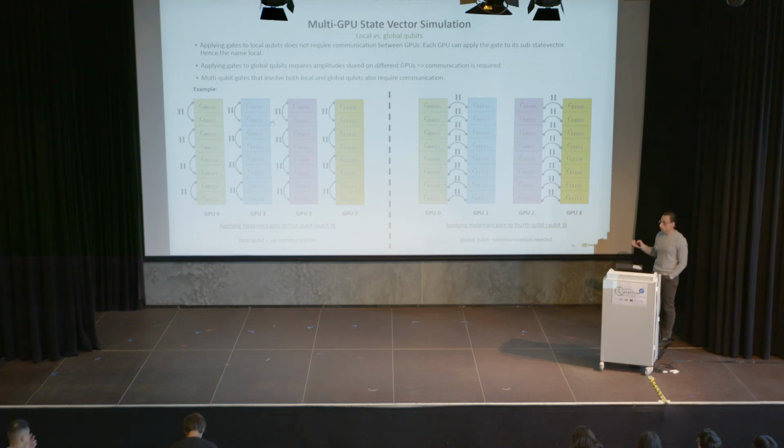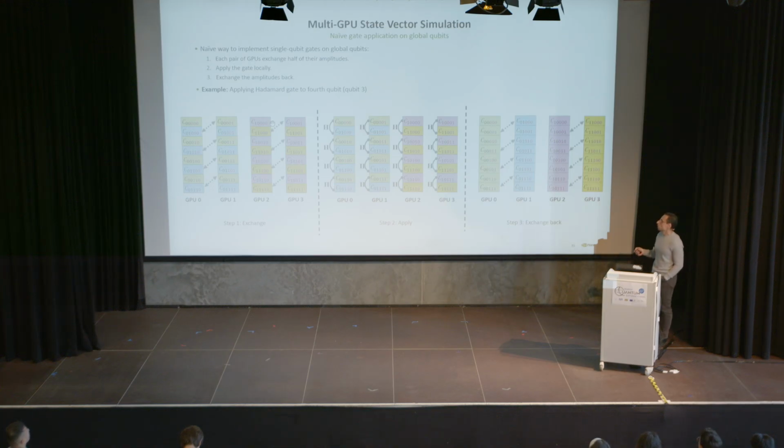So in general, if you want to apply a gate to a local qubit for multi-GPU simulation, the implementation goes exactly the same way as in a single GPU implementation, just repeated on multiple GPUs. But if you want to apply it to a global qubit, then some extra work is needed. A simple way of achieving this is to first let each pair of GPUs exchange the required amplitudes so that each subvector resides entirely on a single GPU. Then each GPU applies the gate locally as before, and once we are done, we move the amplitudes back.